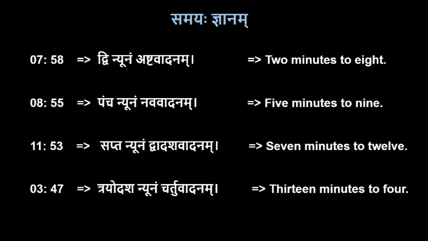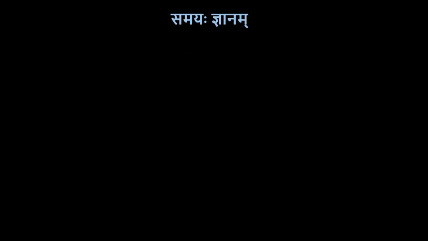Trayodash Nyunam Chaturvadanam. Trayodash means 13. Nyunam is less. Chatur is 4. Chaturvadanam is 4 o'clock. So when 13 minutes are left to 4 o'clock, that can be said in Sanskrit as Trayodash Nyunam Chaturvadanam. 13 minutes left to be 4 o'clock or 13 minutes to 4. Let us try a few sentences in Sanskrit by using the times.